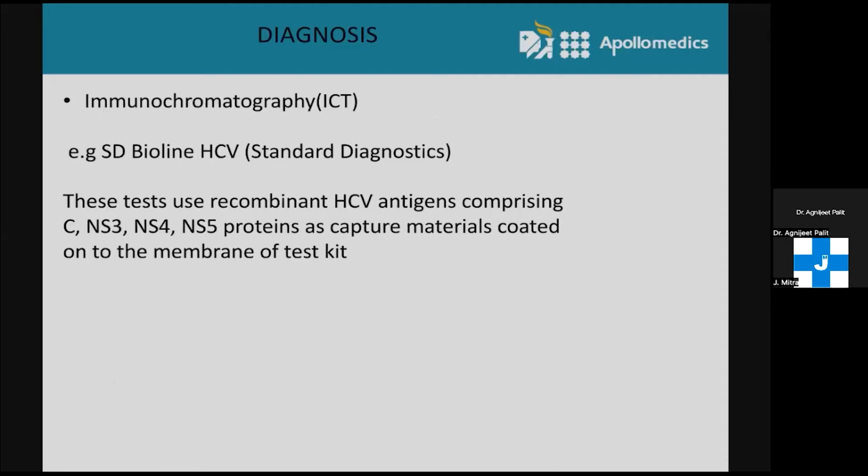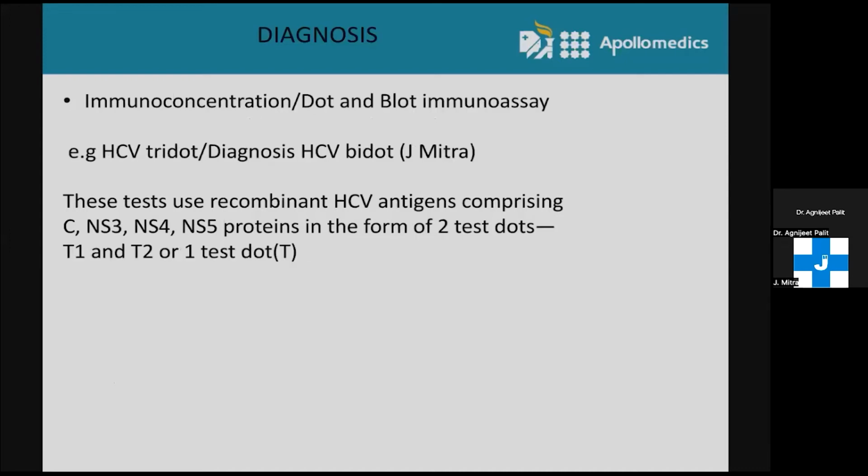Immunochromatography test, as we all know, is a card-based test where the recombinant HCV antigens from the C, NS3, NS4, NS5 regions are used as capture materials and are coated onto the membrane of the test kit, where a positive test is indicated by 2 lines, the control and the test line, and a negative test is indicated by only the control line.